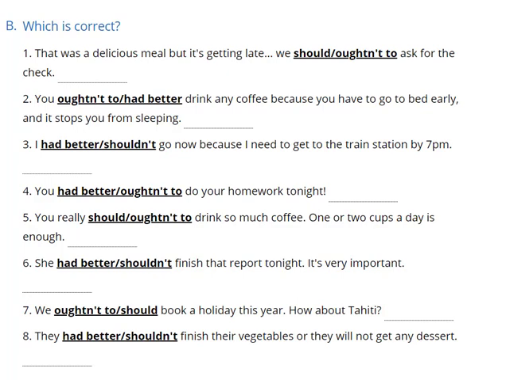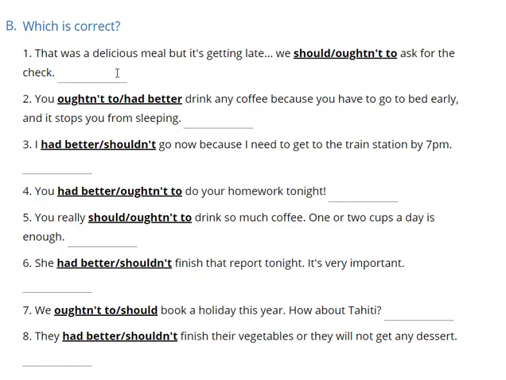So the next section is asking which is correct. That was a delicious meal, but it's getting late. We ought to ask for the check. That's interesting. Oughtn't to. So just to clarify, if you're not familiar with what this is saying, oughtn't is ought not to, right? We should ask for the check, or we oughtn't to ask for the check.